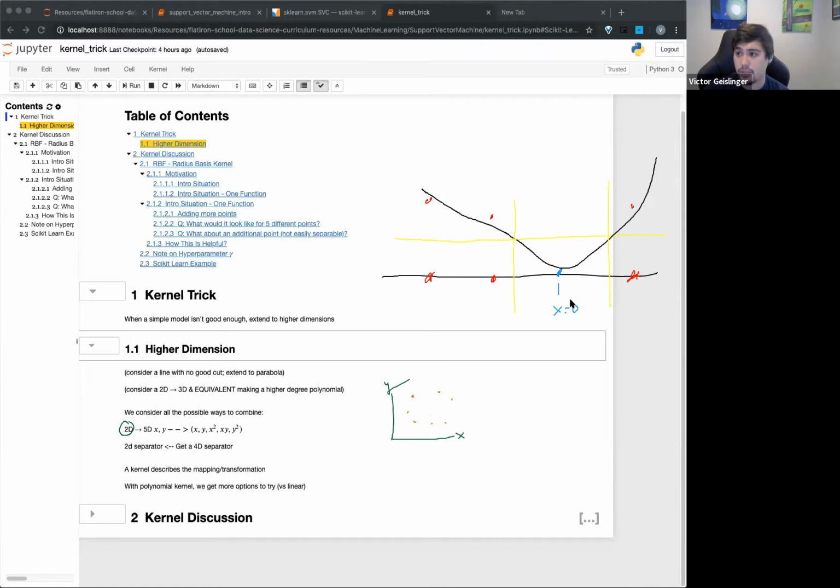figure out, oops, come on, there we go, Victor. All right. There's no way I can separate these out with a single line, right?